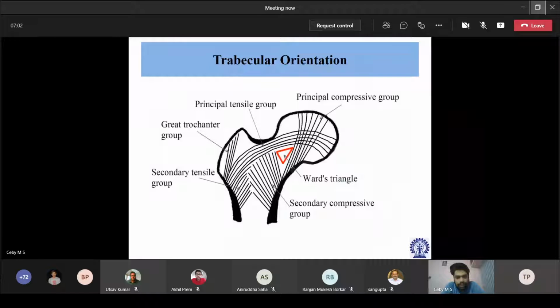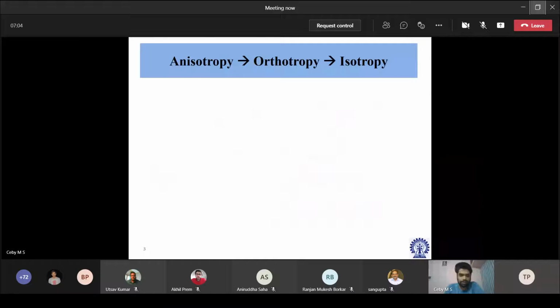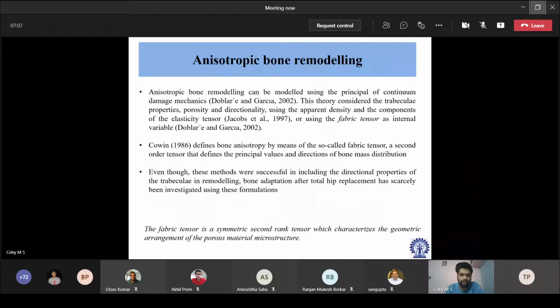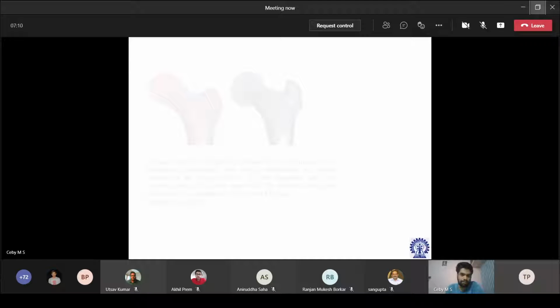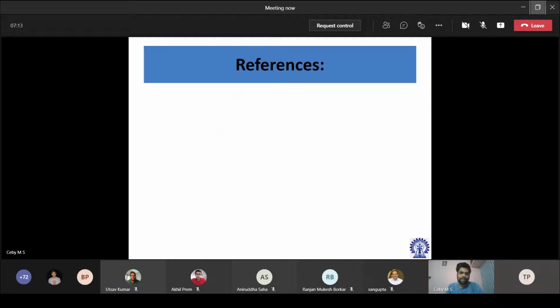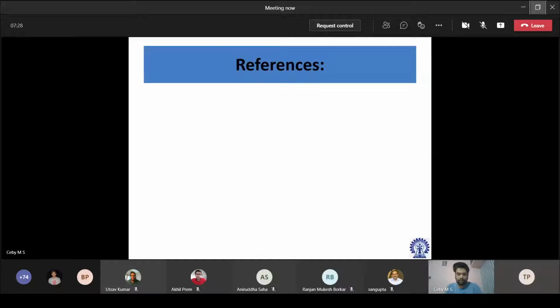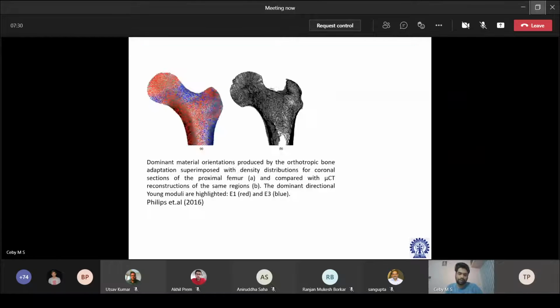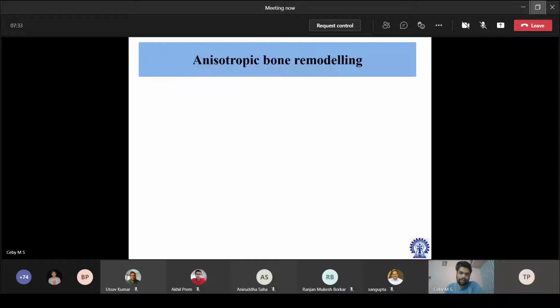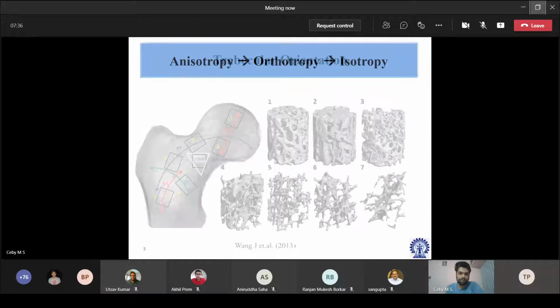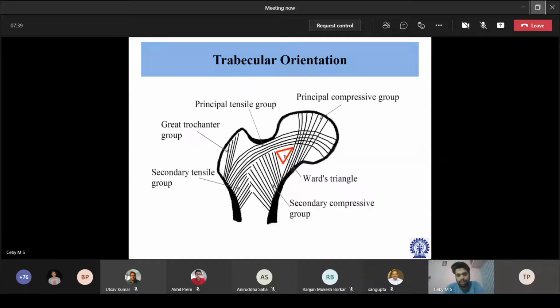No, sir. Okay, so I will take you to the last slide where I have explained it in a more scientific way. Trabeculae are a supportive and connective tissue element, and that is what forms cancellous bone. It helps in the formation of the bone and the healing. So the basic thing is trabeculae, and the orientation governs the material properties, to be specific. Here you can see there is a lack of trabeculae in that particular Ward's triangle area.